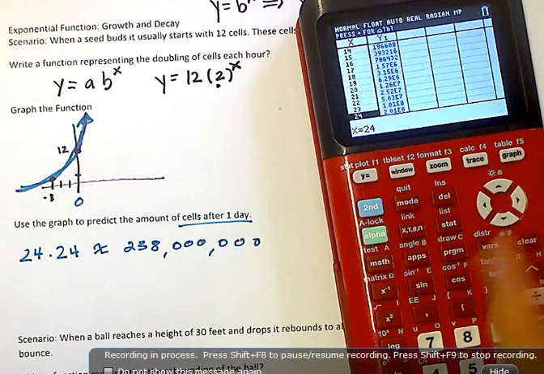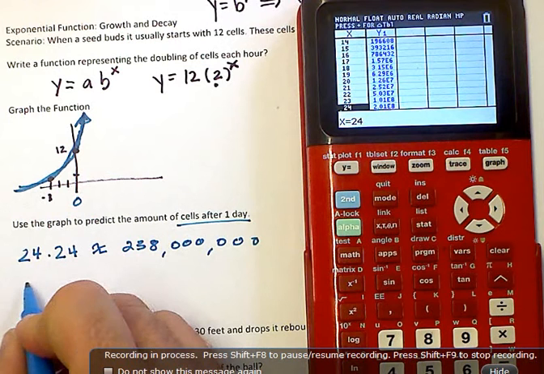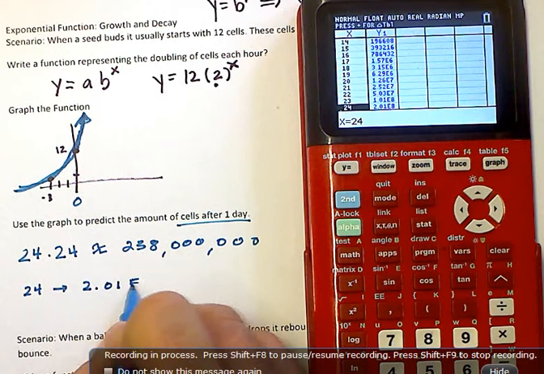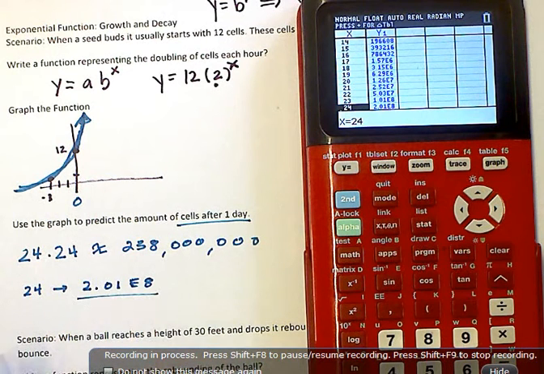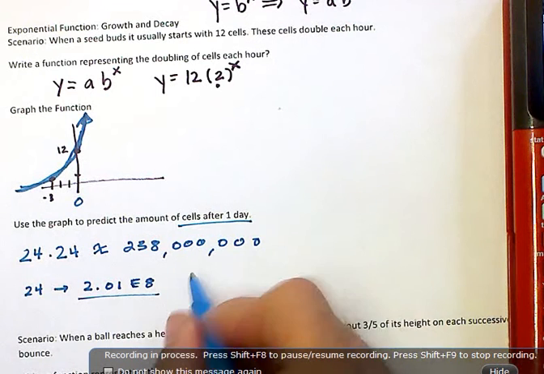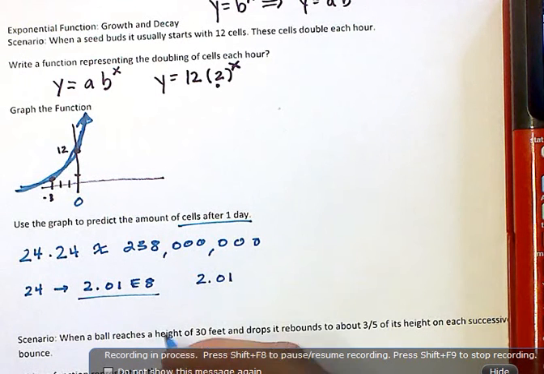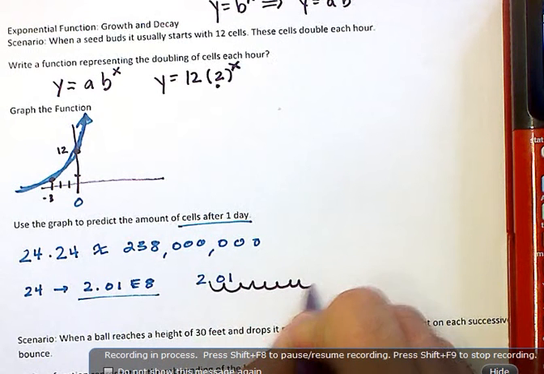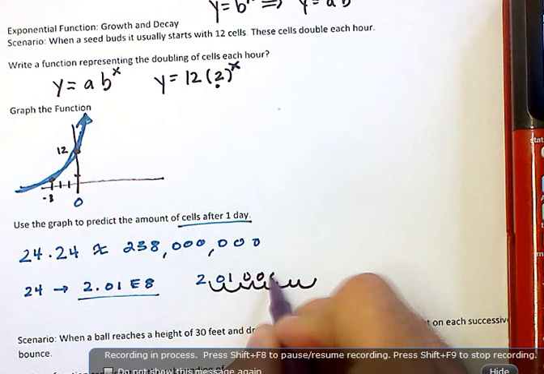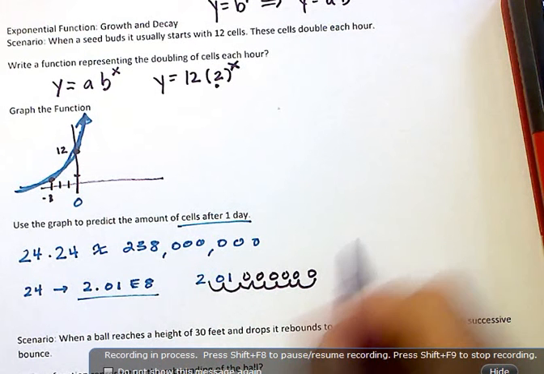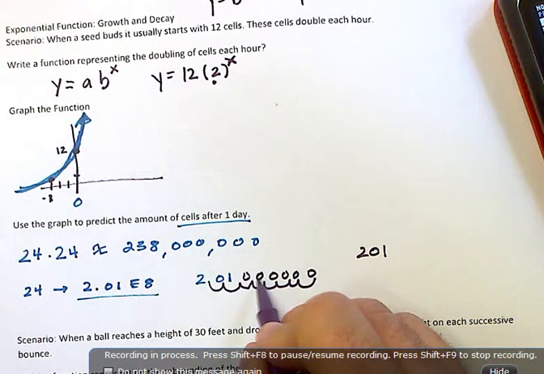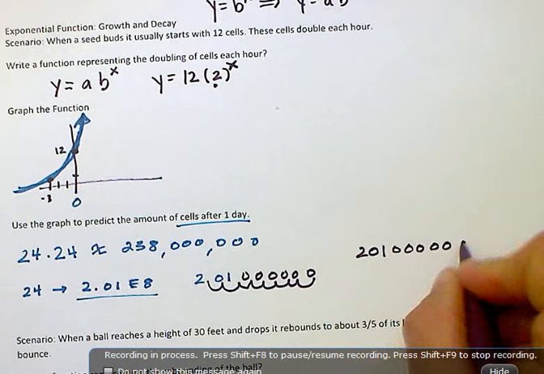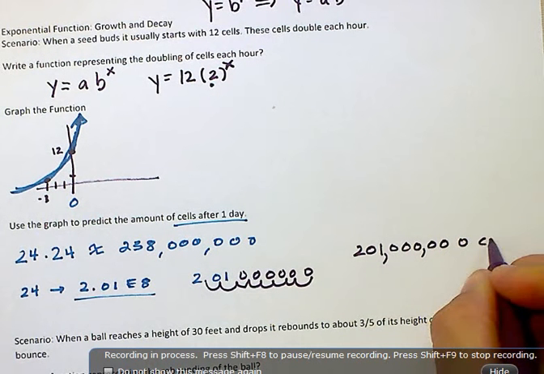And you see where x is 24, it's saying 2.01E8. Now this is kind of like scientific notation. What that's saying is it's taking the 2.01 and it's moving it 8 times. 1, 2, 3, 4, 5, 6, 7, 8. So we could just fill this in with zeros here and say, okay, I have about 201 and 1, 2, 3, 4, 5, 6 zeros. And I have about 201 million cells here.